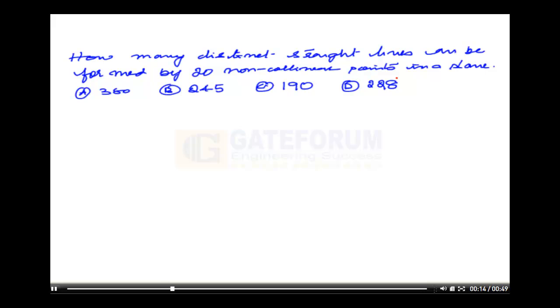Now the question: how many distinct lines can be formed? To form a line, we need 2 points. Therefore, the number of lines is equivalent to 20C2, that is 20 into 19 by 2 into 1. So therefore, the answer should be 190.